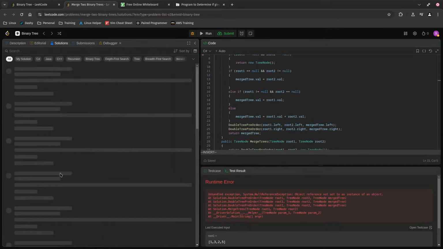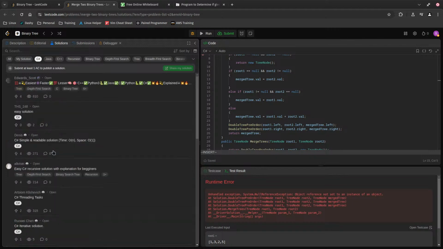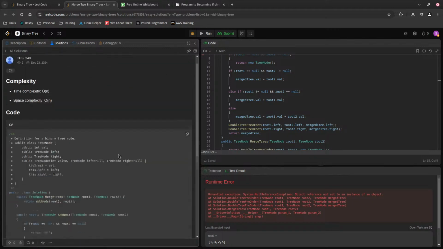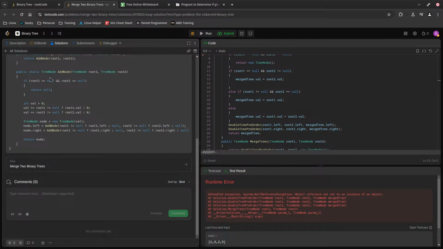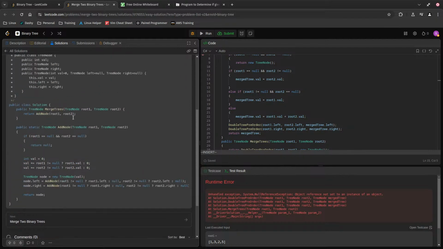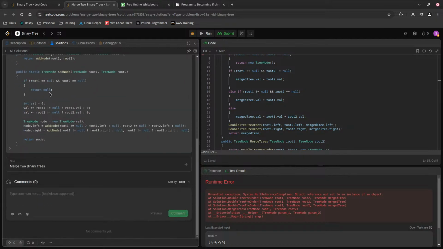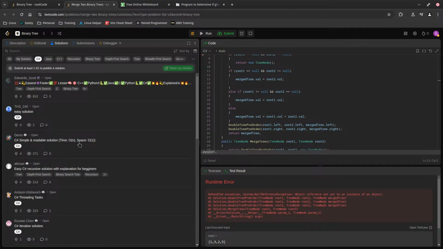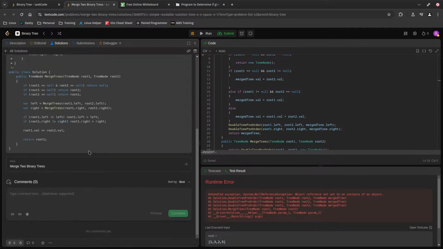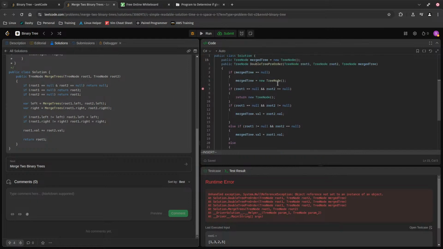I'm gonna have to peek into some solutions on this. I'm getting lost. Easy solution, just returning add node. See, the complicated syntax I still don't understand quite yet. If root 1 is equal to null, return root 2. Oh, no, that makes sense a little more.